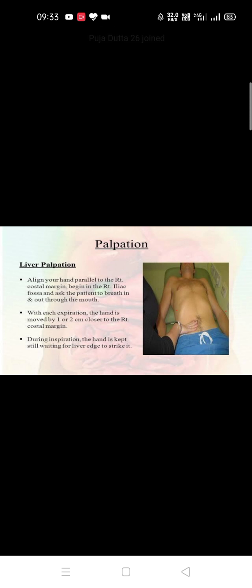So here is the palpation of the liver. How will you palpate the liver? First you have to place your hand in the right iliac fossa. Then you will ask the patient to breathe in and out, and while breathing in and out, you will try to palpate the liver. If it's palpable, you have to write palpable. If it's not palpable, then you will write not palpable.